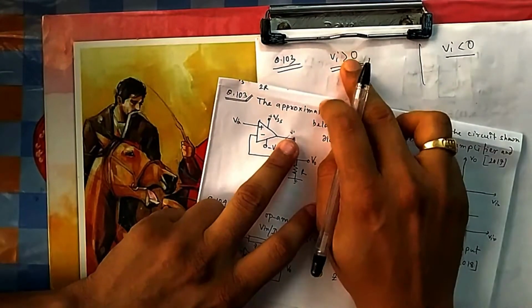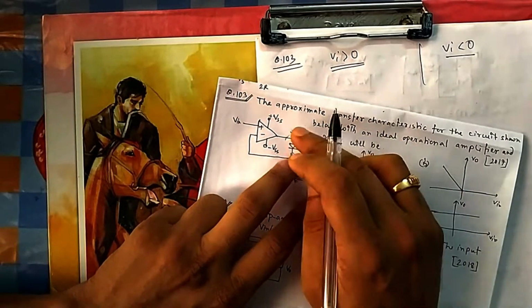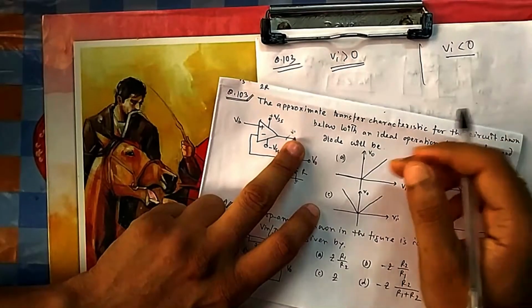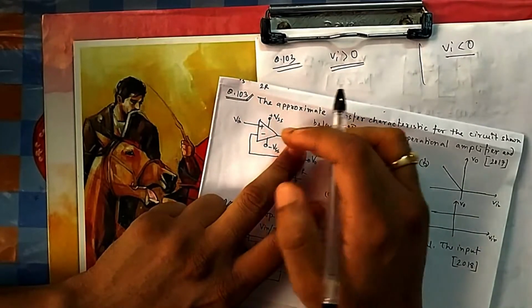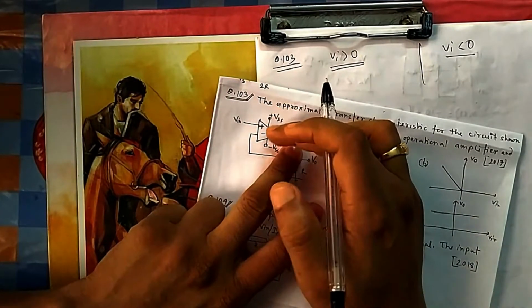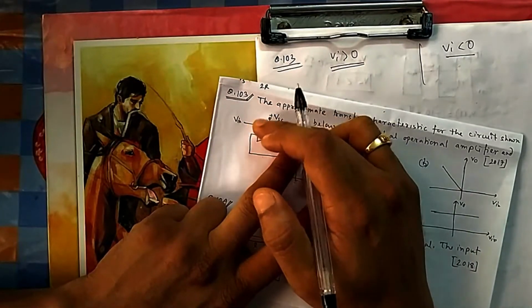So suppose I remove this diode to see whether it is forward biased or not. If I remove this diode, then what will happen? What will this voltage be? This voltage will simply be either plus VSS or minus VSS, depending upon which one is greater.